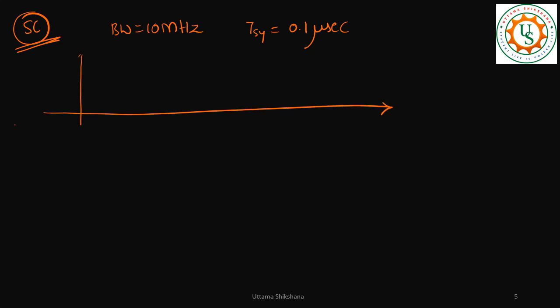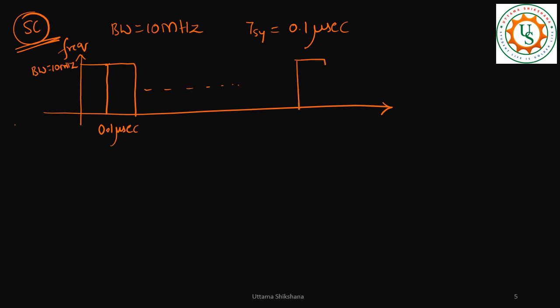First I will take a single carrier system. The bandwidth is equal to 10 megahertz, which means my symbol duration is equal to 0.1 microseconds. To calculate the data rate, I will try to stack up the symbols. Let's say this is 0.1 microseconds, one symbol. Here on the y-axis, the bandwidth is 10 megahertz. One symbol will occupy the complete 10 megahertz, and it is transmitted for the symbol duration of 0.1 microseconds. Like that, there will be symbol number 2, and it goes on.